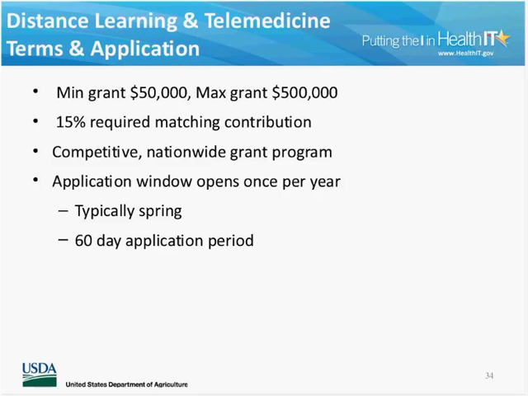We will make sure that all critical access hospitals and all rural health clinics that we work with, all of our partners that we work with at HHS, HRSA, SAMHSA, as well as state and local health organizations are aware of the grant application window opening for the DLT program. Again, it's a very competitive program. It's nationwide, and we have a 15% matching requirement, really to make sure that the entity that receives the grant has real equity in the project so that there's a real commitment there to ensure its success. The minimum grant under the DLT program is around $50,000, and the maximum grant award is $500,000.